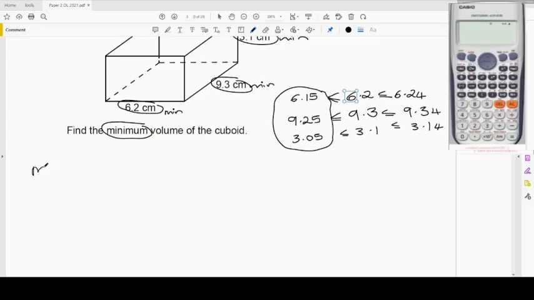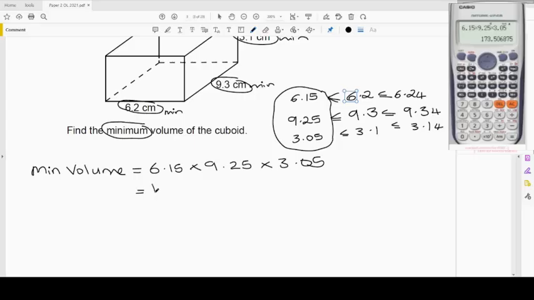So our minimum volume is going to be the minimum length times the minimum width times the minimum height. Okay, so that you just type in on your calculator the way I have it. We have 6.15 times 9.25 times 3.05, and we have our answer there. So I'm going to write down the full calculator display. At first, this is 173.